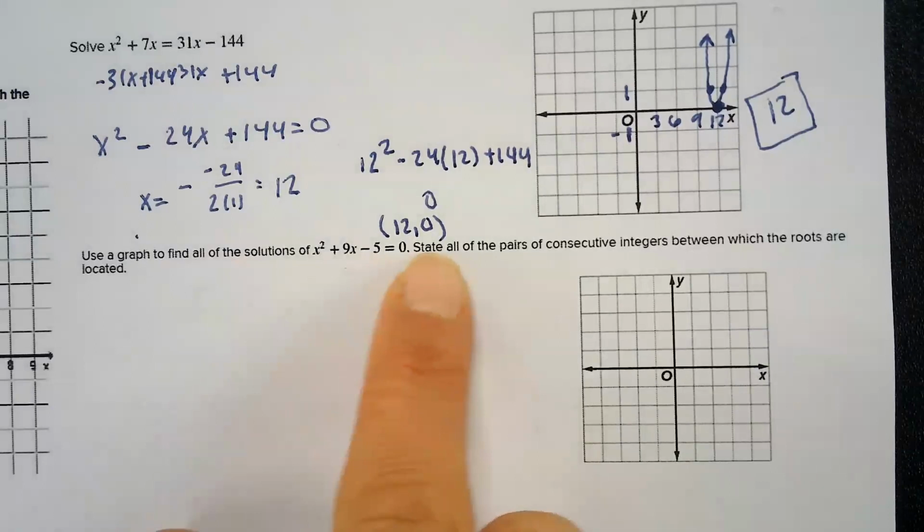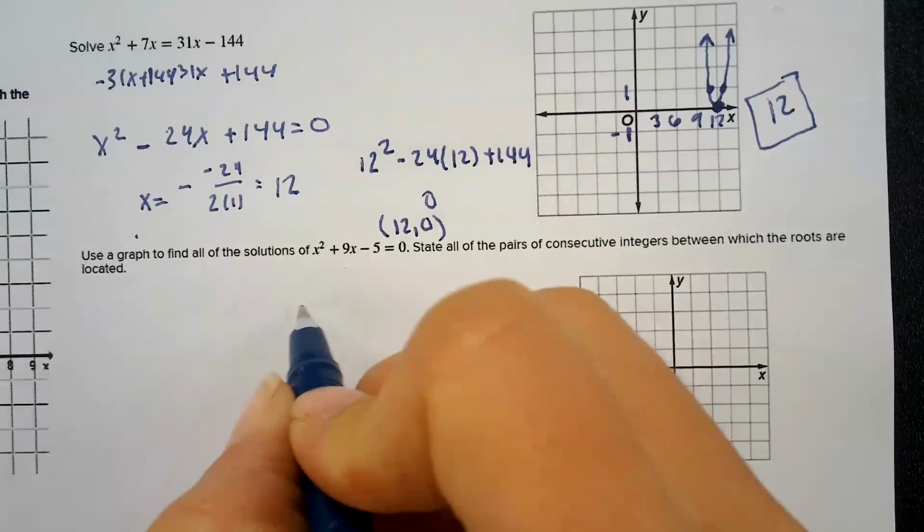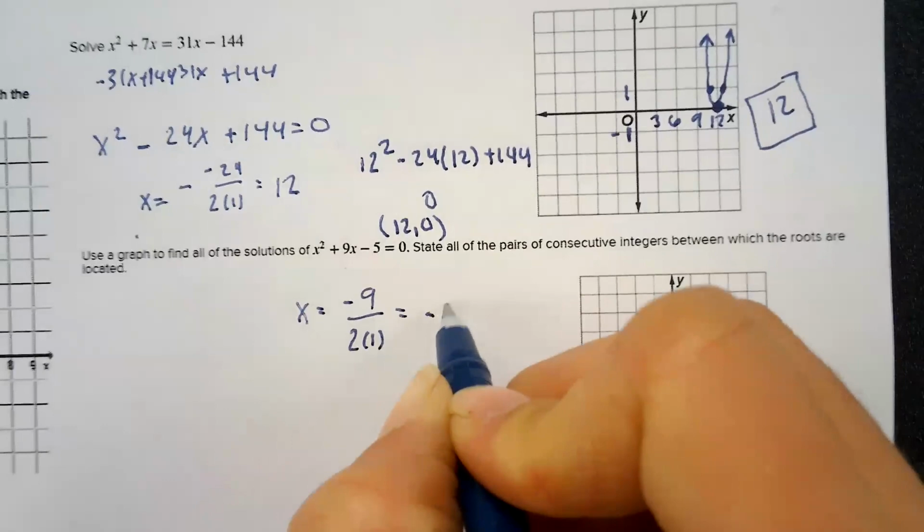Okay, the next one, it says use a graph to find all the solutions of this. State the pair of consecutive integers between which the roots are located. So we need to graph it. X is equal to negative b over 2a. That's just negative 4.5. Plug that in.